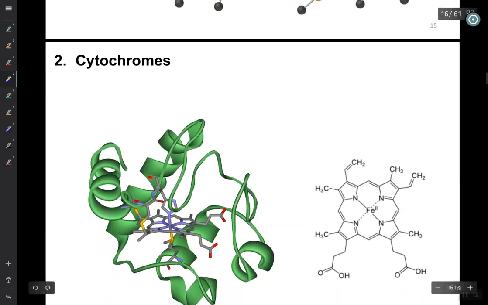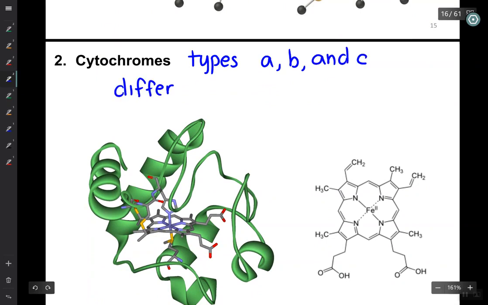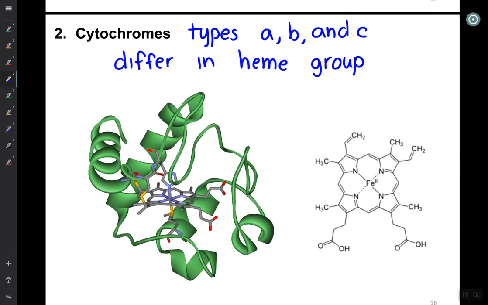The second class are cytochromes. They can be further classified as type A, B, and C, and they differ in the heme group. So they look kind of like the structure of the heme in hemoglobin and myoglobin, except that some of these ligands around the porphyrin ring are a little bit different. But you can see in this X-ray structure of a protein, you've got your heme and you have different axial ligands, and the different types are just based on exactly the identities of these peripheral groups around the heme unit.